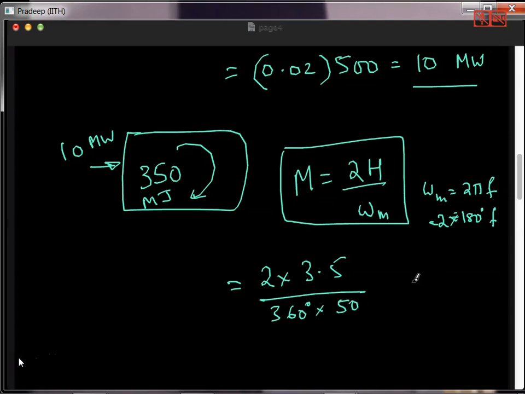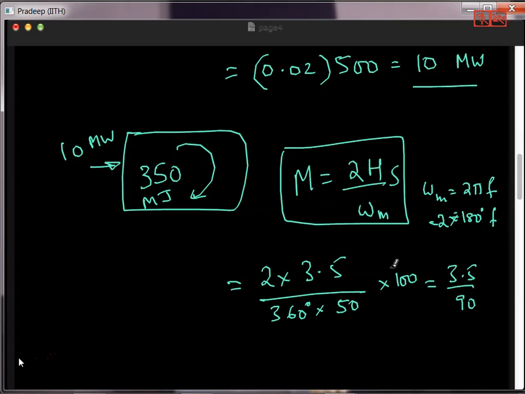So if I do this, sorry, into S rated is also there. So into rated power, which is 100 MVA for the machine. If I further simplify it, I'll get 3.5 by 90. So this is just a number. So this is what my M is.